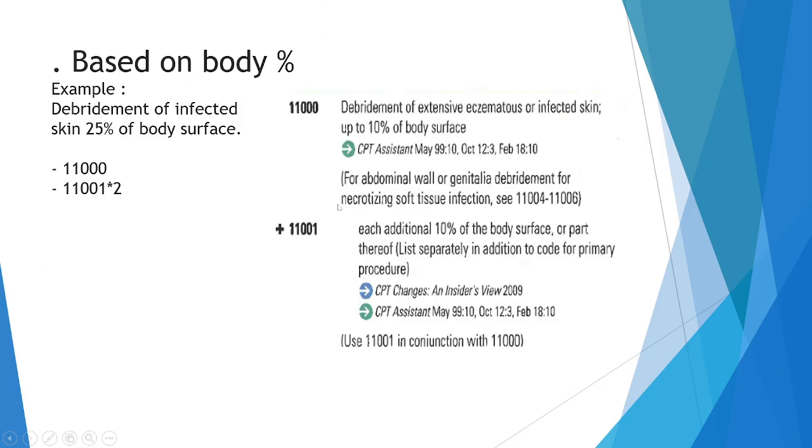Based on the percentage of the body: debridement of extensive infected skin up to 10% of the body surface and each additional 10% of the body surface or part thereof. So here it is 11001. Example: debridement of infected skin, 25% of the body surface. So the first 10% is this code. The second 10%, making 20, uses this code. And for the remaining 5, because of the part thereof, we will take the additional code once more. That is 11001 two times.